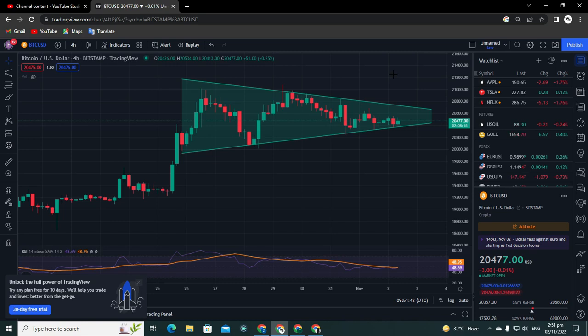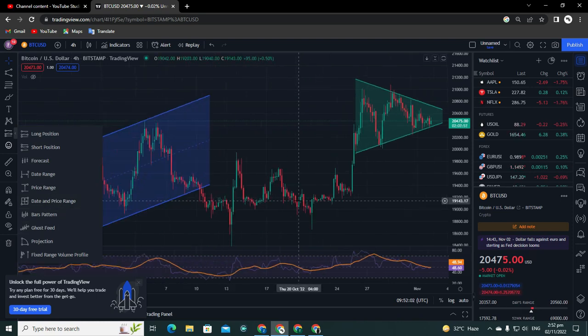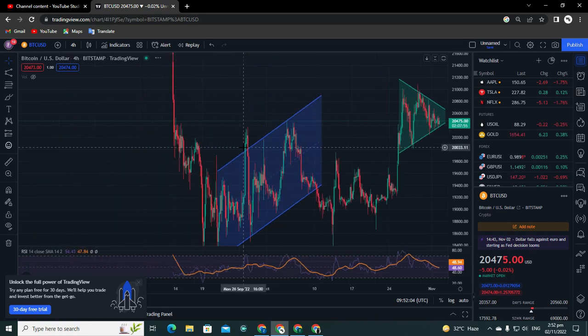Welcome back. So today we will be talking a bit more about TradingView. It will be our last one, I think, about the TradingView class. We have these tools: long position, short position, forecast, date range, price range, etc. We will try to use them to consider how we proceed.